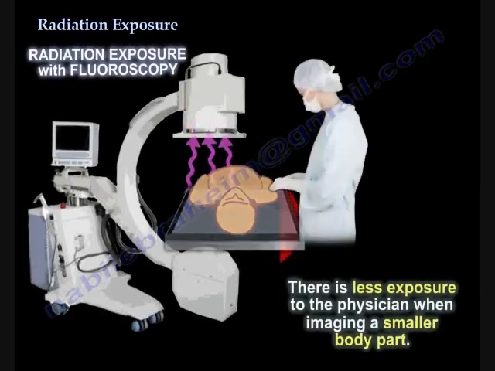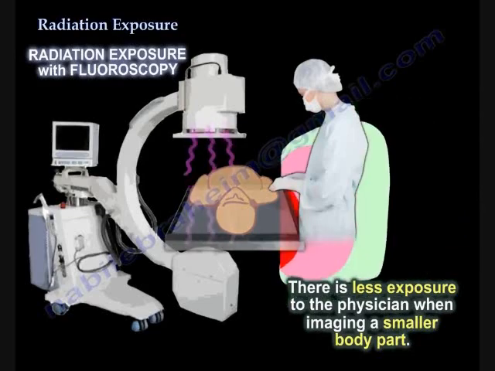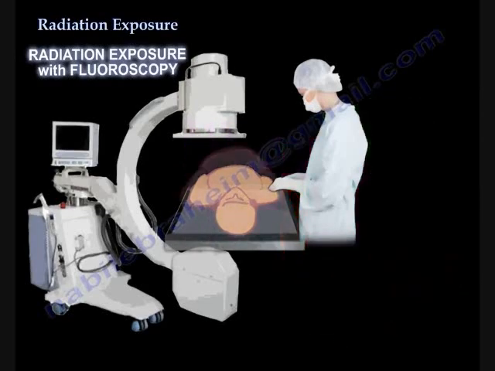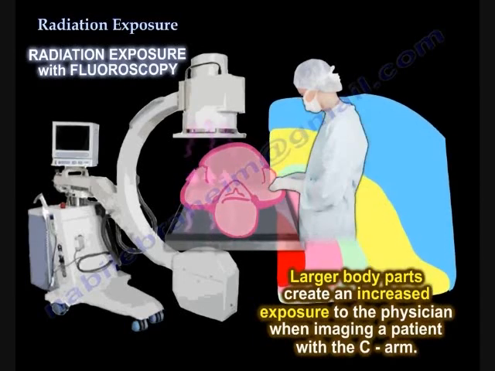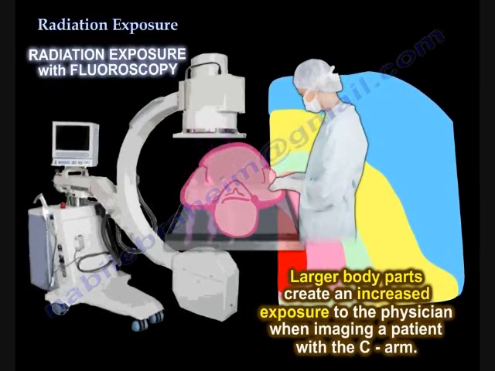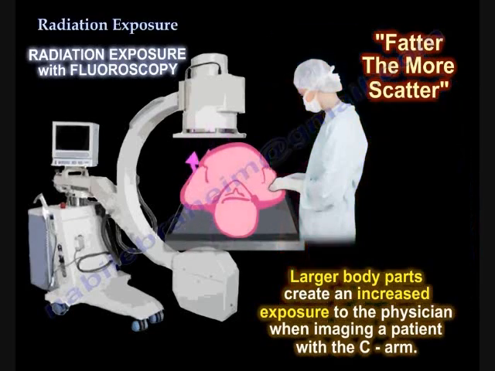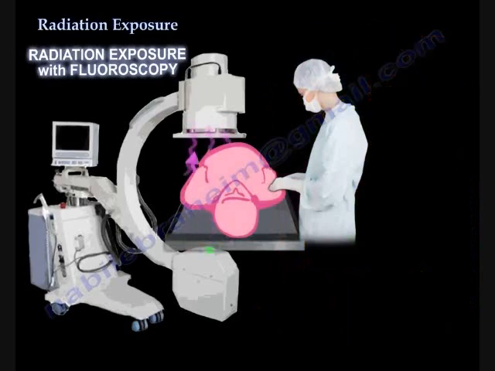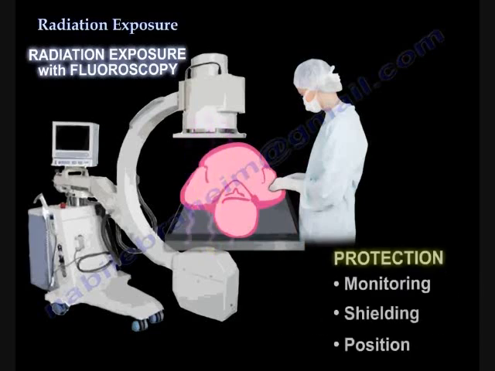There is less exposure to the physician when imaging a smaller body part. Larger body parts create an increased exposure to the physician when imaging a patient with the C-arm. Do not be in the direct path of the radiation beam. Radiation protection is of importance with monitoring, shielding, and position.